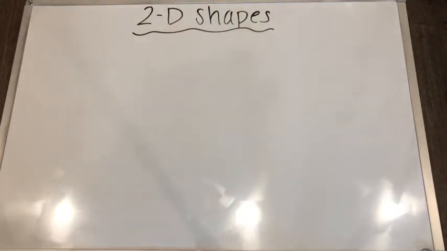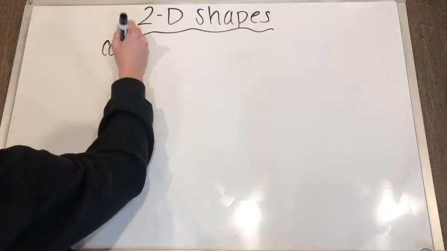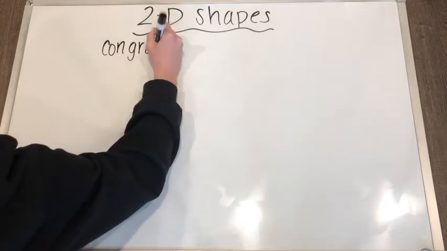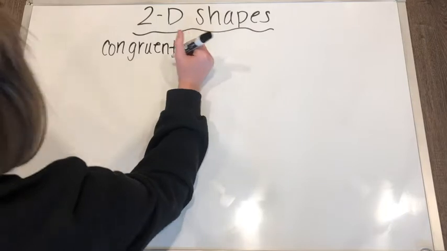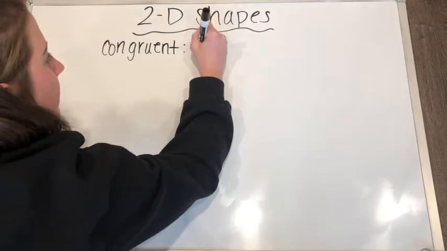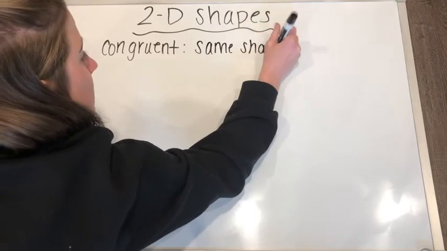Hey guys, so in this video we are going to go over what we talked about in our lesson today, which was two-dimensional shapes. So first we're going to go over some different vocabulary. We're first going to talk about what congruent means. Congruent in shapes is when two or more shapes have the same shape or size.